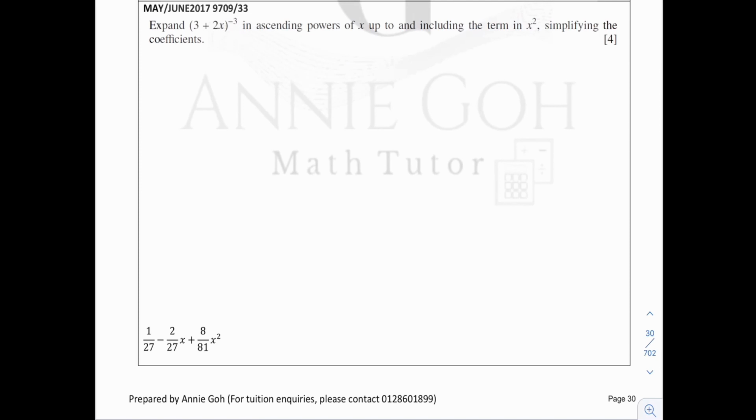Alright, for now, let's try to apply what we have learned in solving a past year question of May-June 2017, 9709/33. According to the question, you are asked to expand 3 plus 2x, power negative 3, in ascending powers of x up to and including the term in x squared, and you have to simplify the coefficients. Alright, so let's try to do it together.